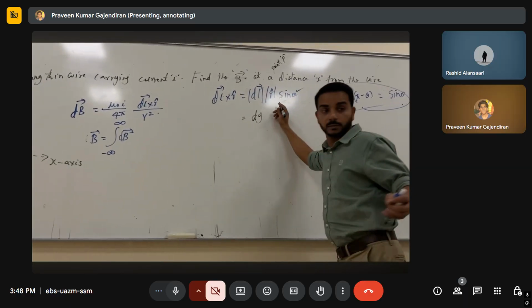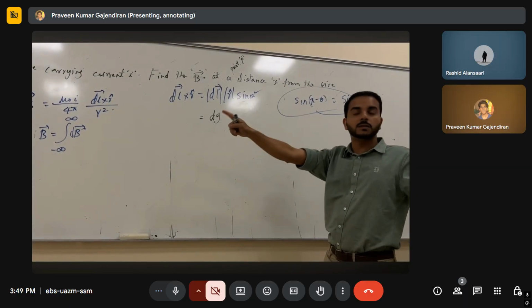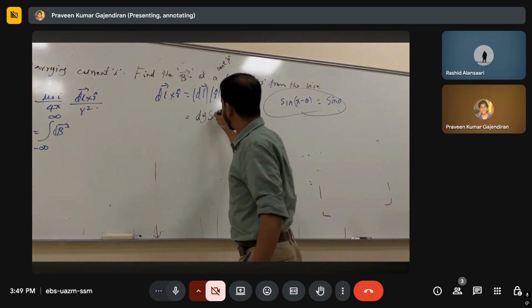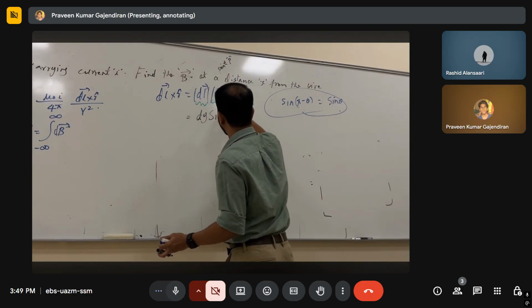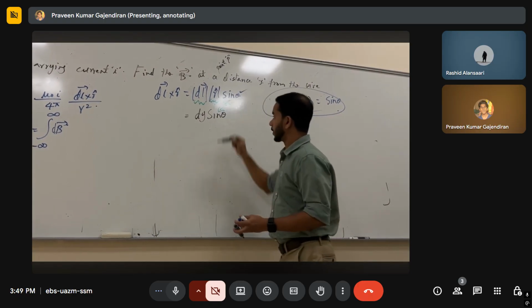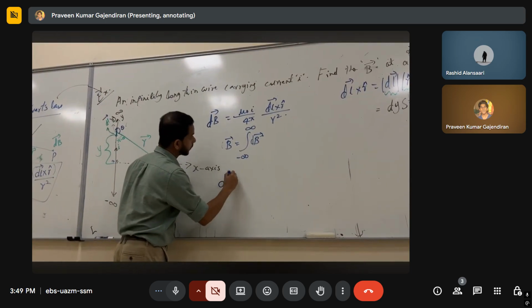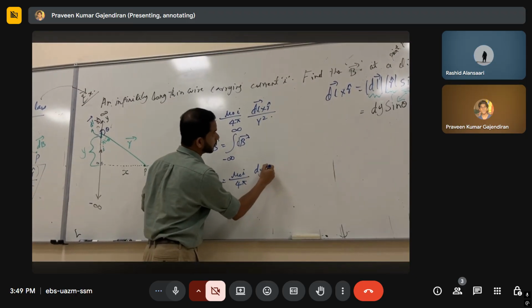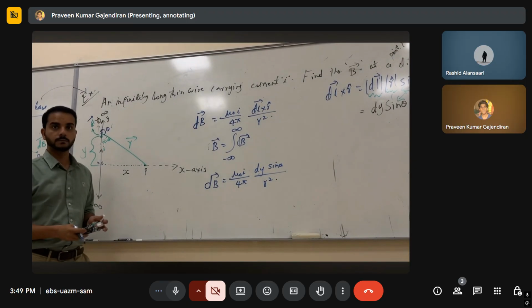And what is r cap's magnitude? It's just a unit vector that shows you a direction. When you take the magnitude of that direction, it's just one, right? So this is dy, this is 1, and this is whatever it is. So you have the cross product. Let's write dB equals mu0 I over 4 pi, and dl cross dy sine theta over r squared.